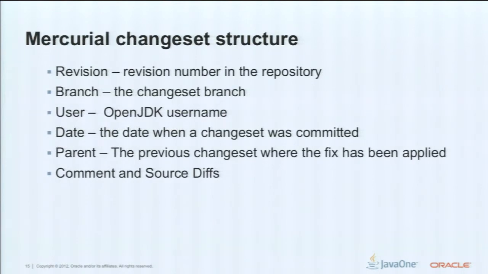Okay, now let's talk about change set structure for Mercurial. A Mercurial change set is quite simple. It contains the revision number inside the history tree. It contains the branch, the change set branch. User should be your approved OpenJDK username. It contains the date. It also contains the parent change set. A parent change set is the change set on which you base your changes.